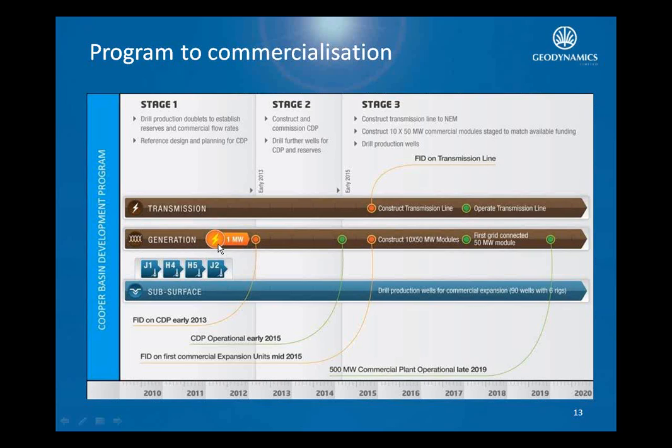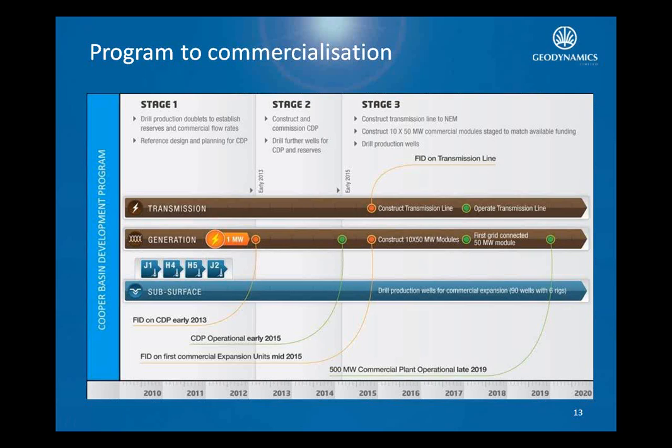You can see the program there is to commission the 1 megawatt plant towards the end of this year, early next year, and run that plant for a period of time to give us confidence that we are actually producing steady, reliable power. We do have a good understanding of the reservoir and the chemistry of what we're dealing with, and we do have those commercial flow rates. We'll then be in a position to drill out further production wells and construct and build the first demonstration plant, and we aim to have that in place in early 2015.